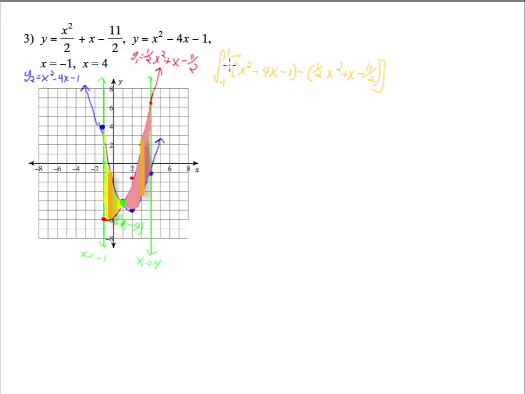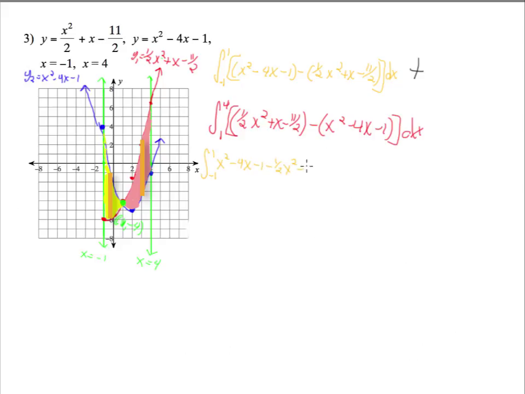And now that's the area of the yellow shaded region, but in order to find the area of the shaded region bounded by these curves, I need to add the area of the pink shaded region. And the pink shaded region begins at x equals 1 and it continues on until x equals 4. And we integrate from our top function, which is the red function this time, minus the bottom function, or our blue function, which is x squared minus 4x minus 1.